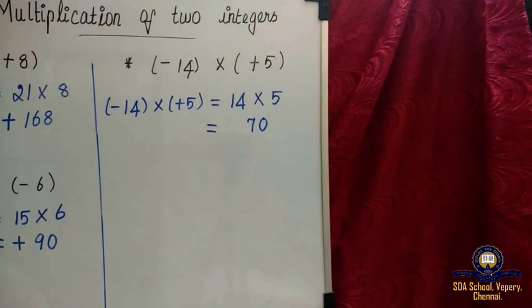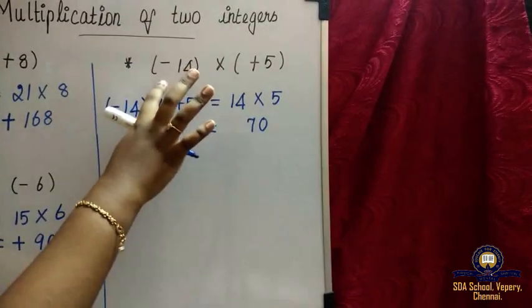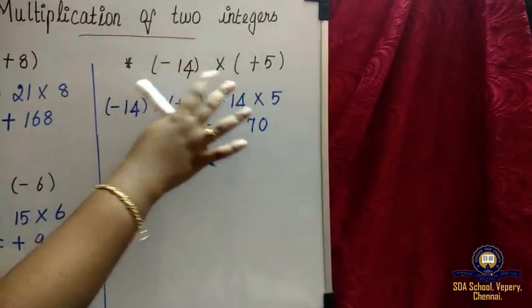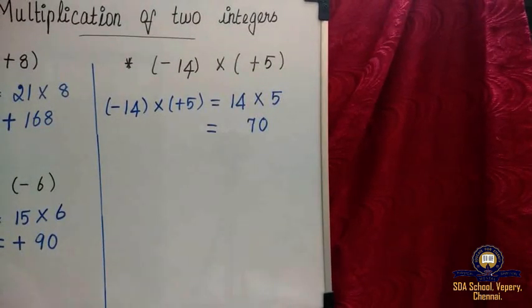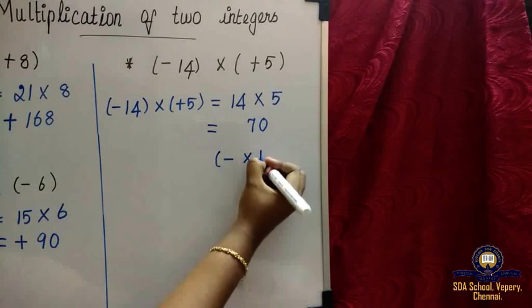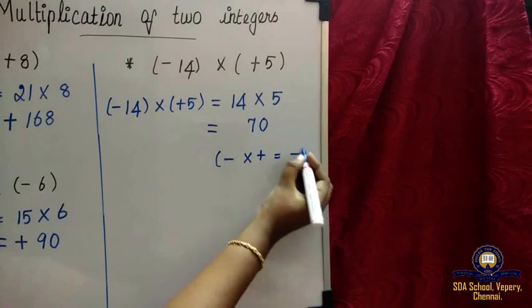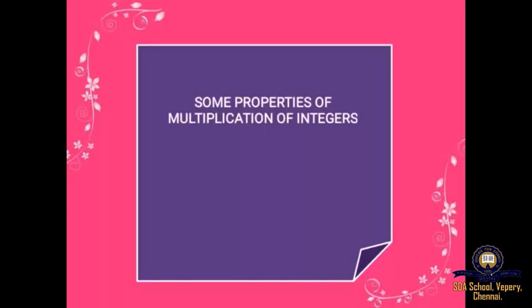So when you multiply two integers having different sign, the product will be a negative integer, right? Here when you look at both the integers, they have different sign. It is minus 14 and it is plus 5. Therefore, the product will be a negative integer since minus into plus is equal to minus. So it is minus 70.